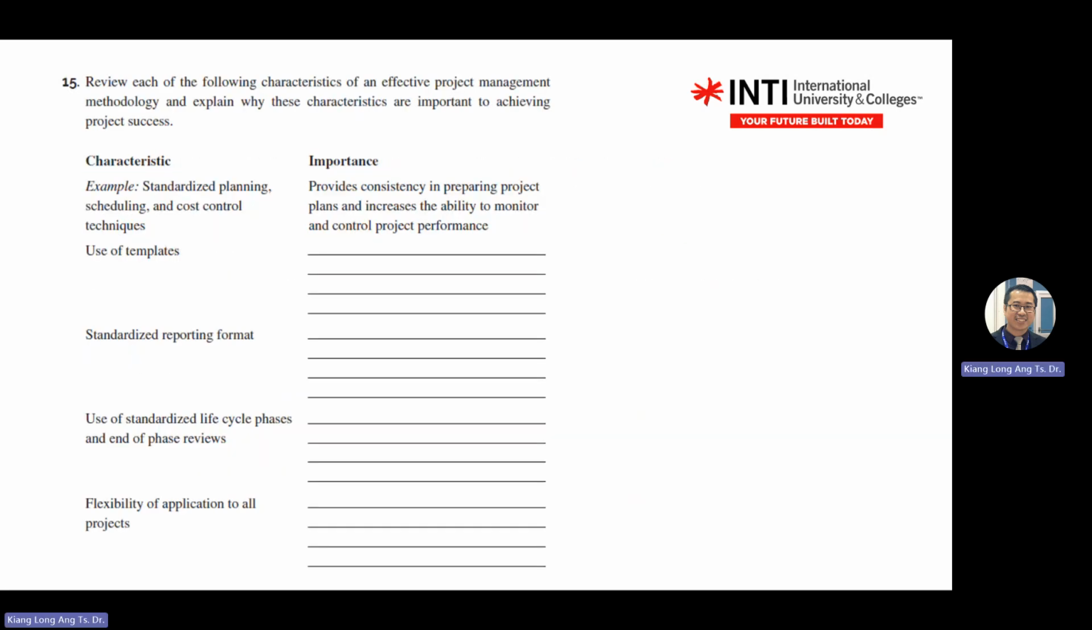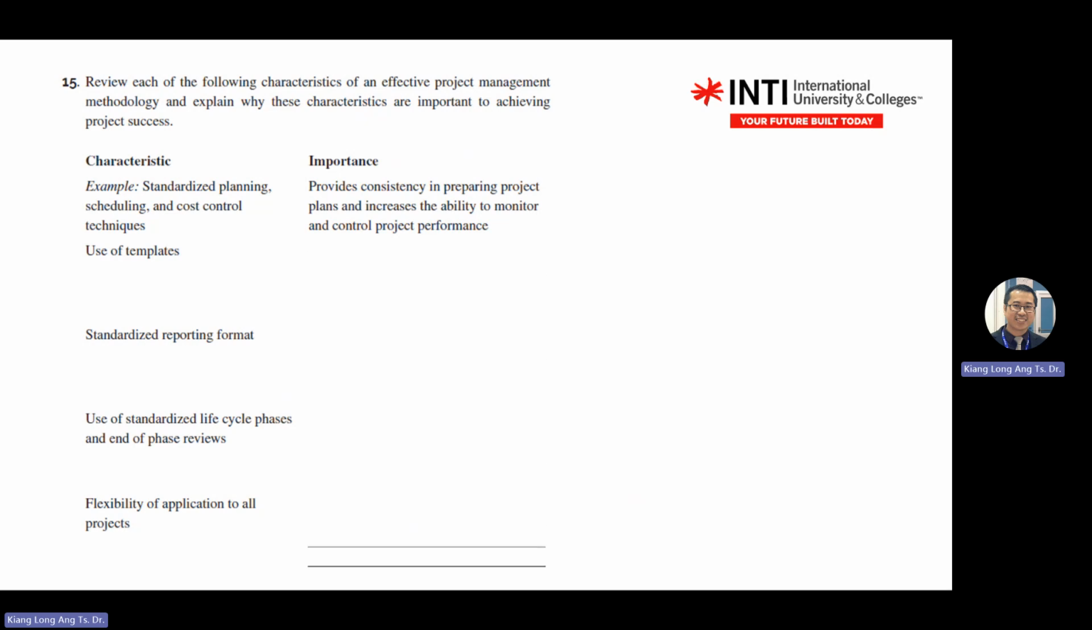Okay, so this one, explain characteristics. We're still in the project methodology. Project management methodology means method, tools, process. So these are the characteristics. For example, standardized planning, important is this one. So methodology can use templates, reports, reviews, flexibilities and all this. So these are the answer.